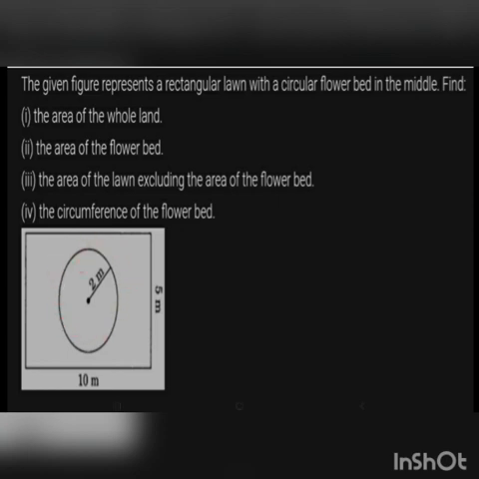Now this rectangular lawn is having a length of 10 meter and breadth 5 meter, and the circular flower bed is having a radius of 2 meter. So it is easy to find. So find the area of the whole land. Whole land means if you find the area of this rectangle, that is the area of the whole land.